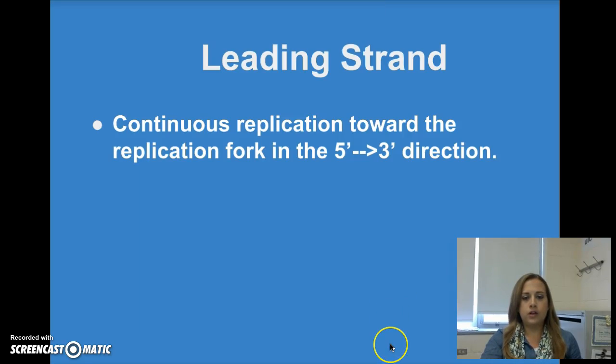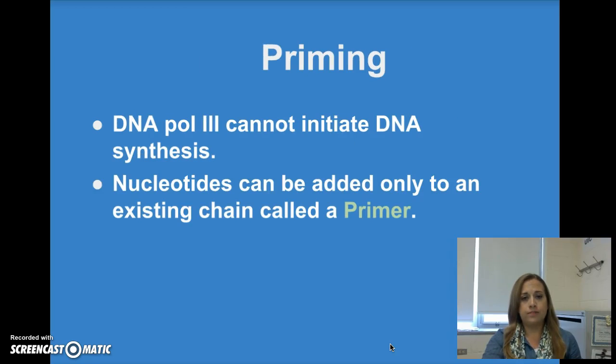Okay, so now we want to talk a little bit more about the 2 different strands and how they're copied. So you're going to have a leading strand, and this is going to be the continuous replication toward the replication fork, and this is going to be moving in that 5 prime to 3 prime direction. Now keep in mind that DNA polymerase III, which is the enzyme responsible for adding these nucleotides, can't just start this DNA synthesis.